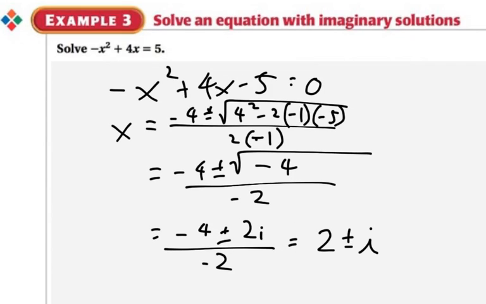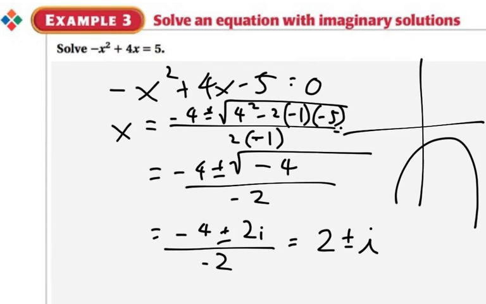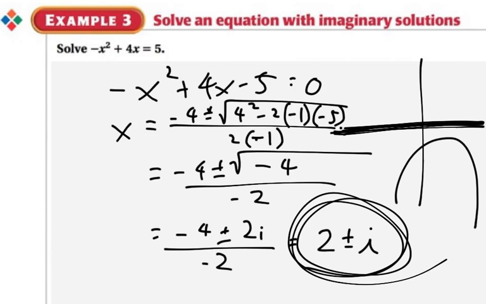If you actually graph this function, it will look something like this. It will never actually cross the x-axis, which means there are actually no real zeros. That's why, when you solve a quadratic equation and end up with imaginary numbers, it's because there's not actually a real solution.